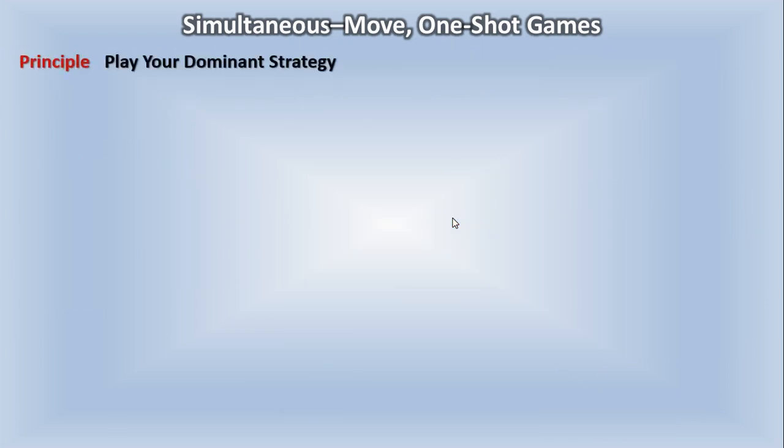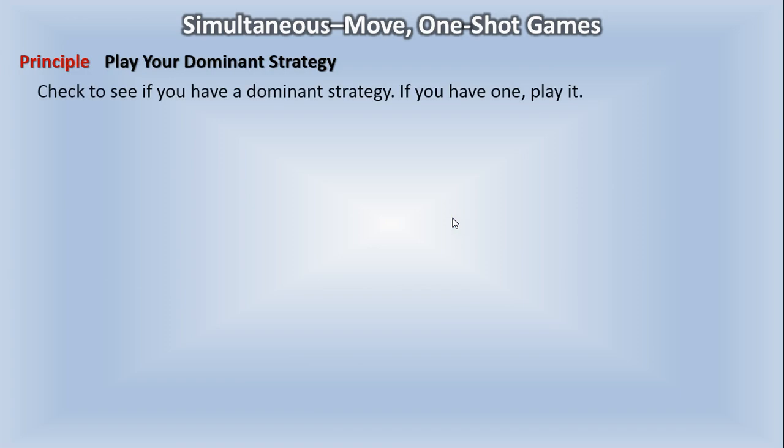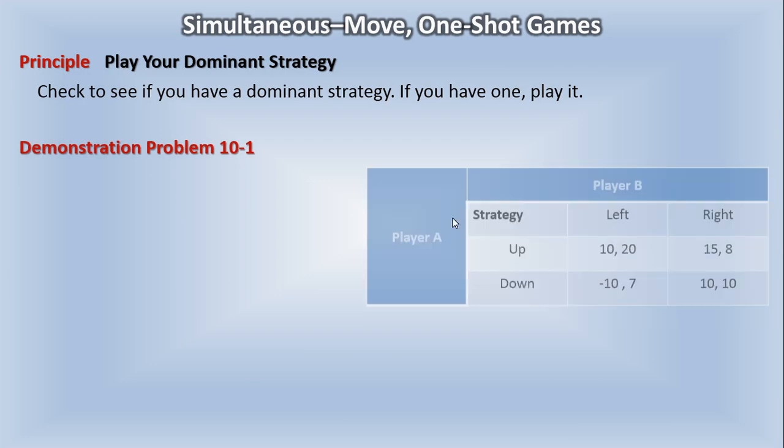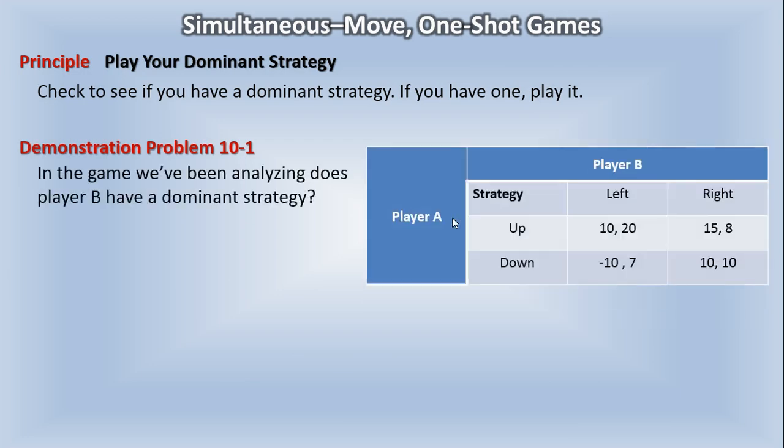All right, so that gets us to the principle. Play your dominant strategy. Check to see if you have a dominant strategy. If you have one, play it. Quick demonstration problem. In the game we've been analyzing, the question is, does player B have a dominant strategy?